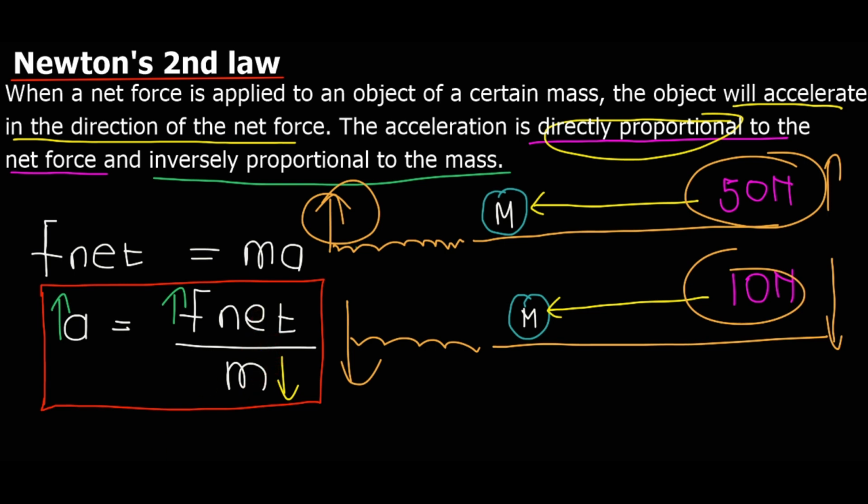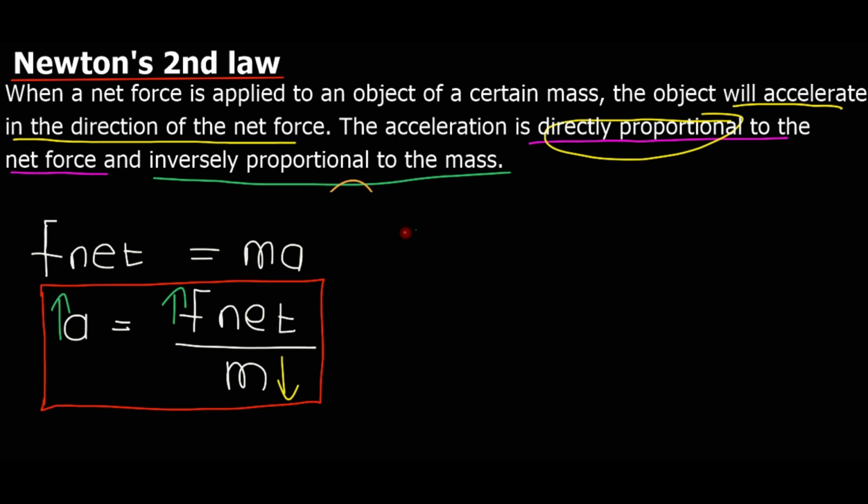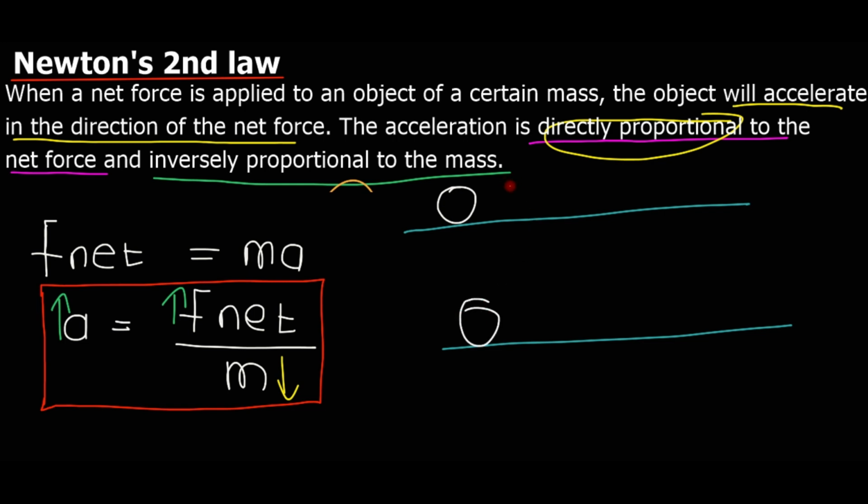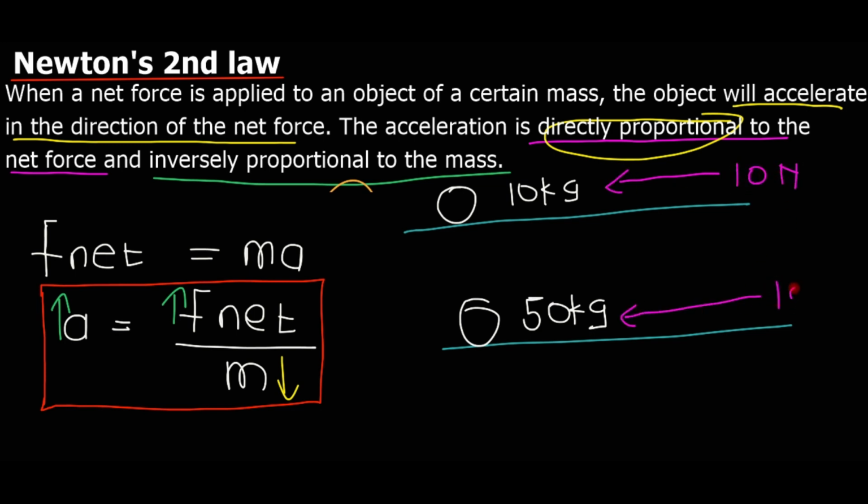For example, let's say for a similar situation, on a surface, we have an object of 10 kilograms and another object of 50 kilograms, and suddenly we apply a force. Let's say this is 10 newtons, and the same here, we apply a force of 10 newtons. In terms of speed, this object is 10 kilograms and this one is 50 kilograms.